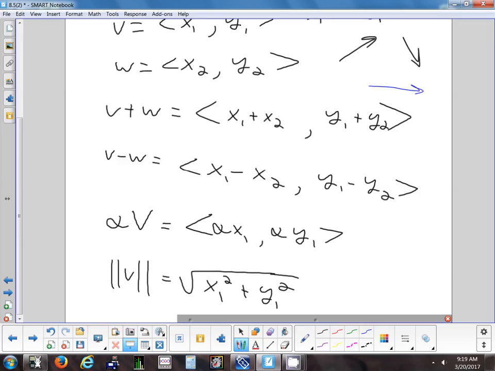Did anybody notice something about these two operations compared to the last two? The first two operations are a little different than the last two. There's something very different about them.